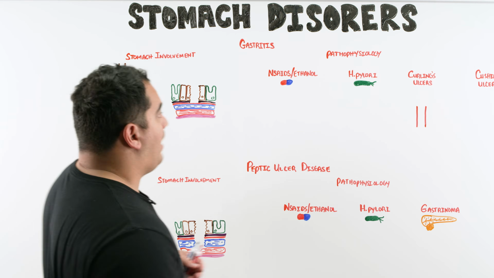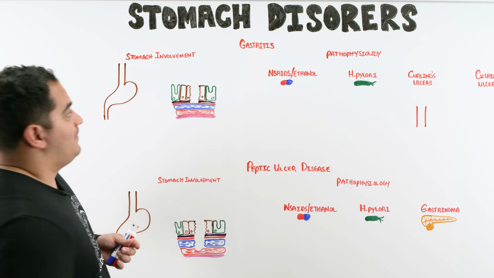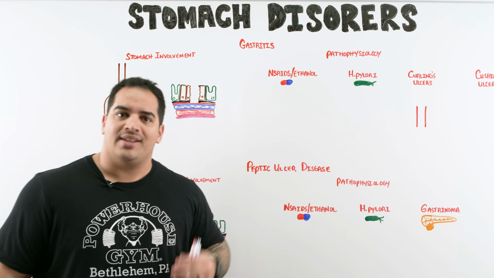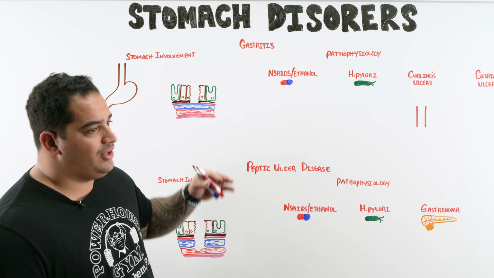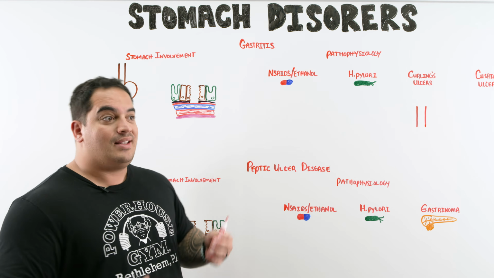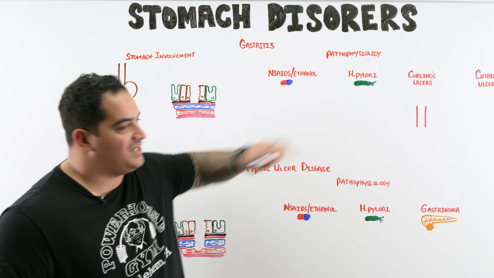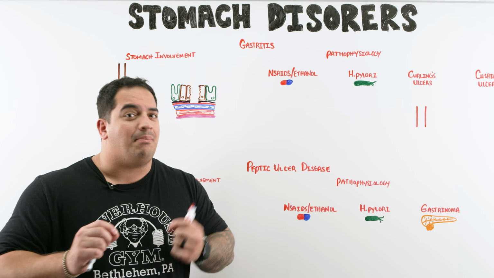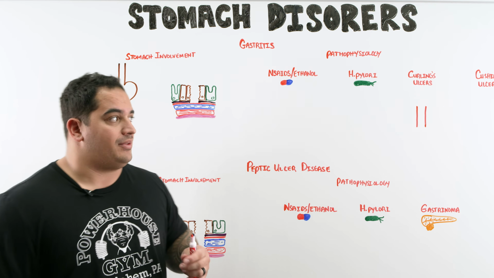All right, let's talk a little bit about stomach disorders. So we'll talk first about gastritis, and then we'll finish off with peptic ulcer disease. I think it's really important to talk about these in combination because oftentimes they can be somewhat difficult to differentiate, because they do have a lot of the same pathophysiology, a lot of the same similar complaints, with just some minor differences, and we'll try to talk about those things.